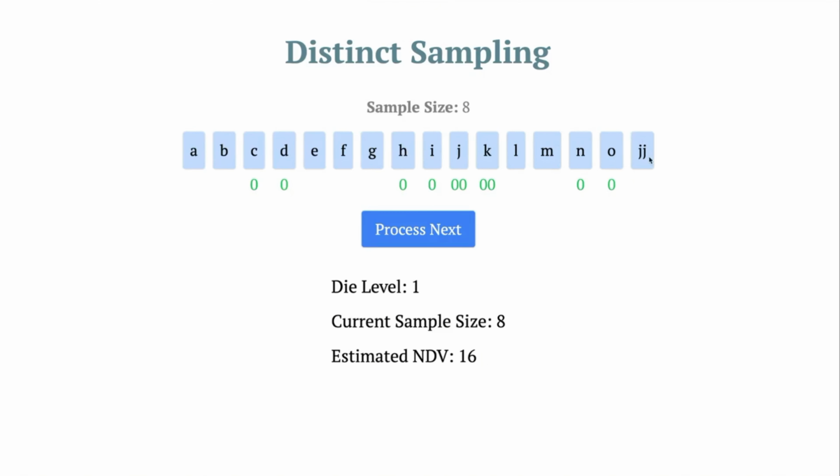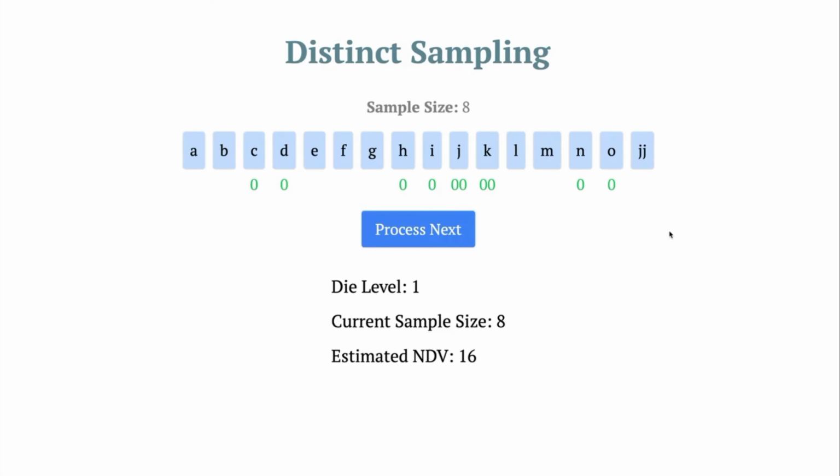Even if we have an outlier here, even if we use the same hash function, if there are 6 hidden zeros here, we can still handle this kind of case, right? Because we don't change our die level, the die level is still 1. So the estimation is still going to be 16. So this is how it works.